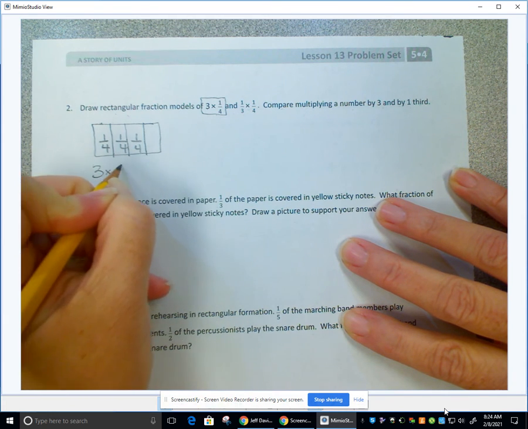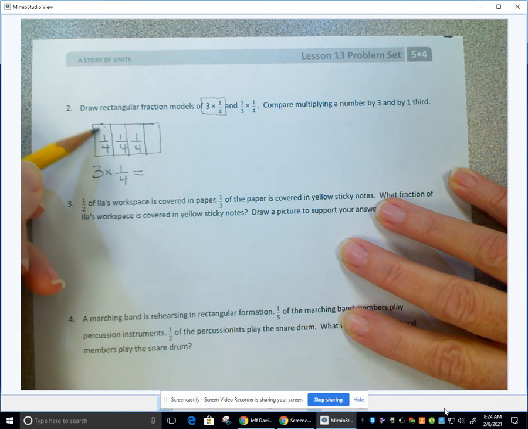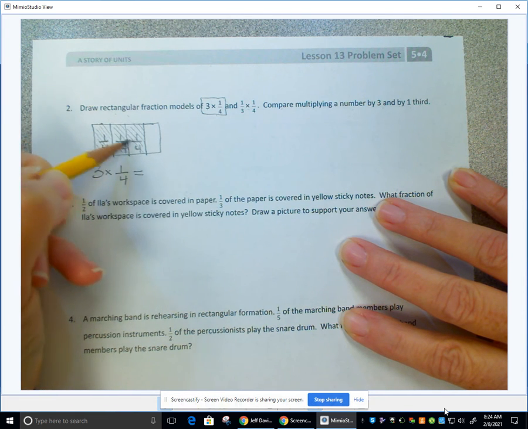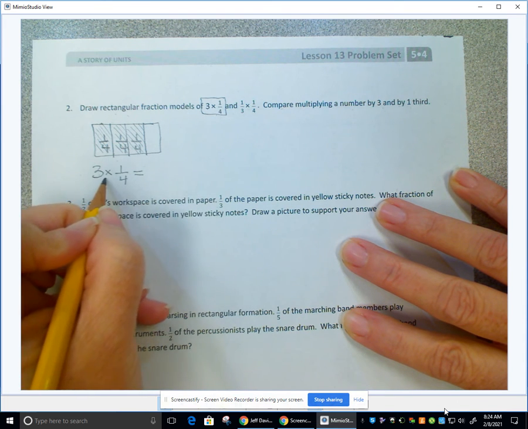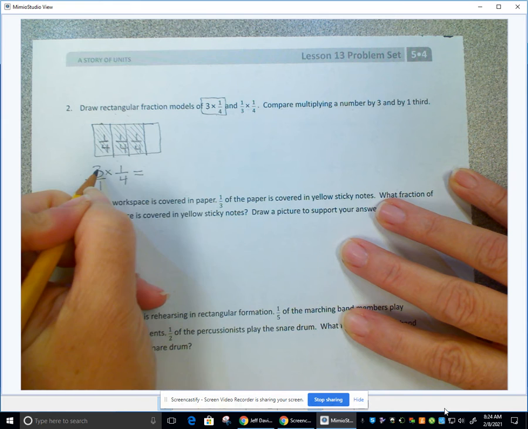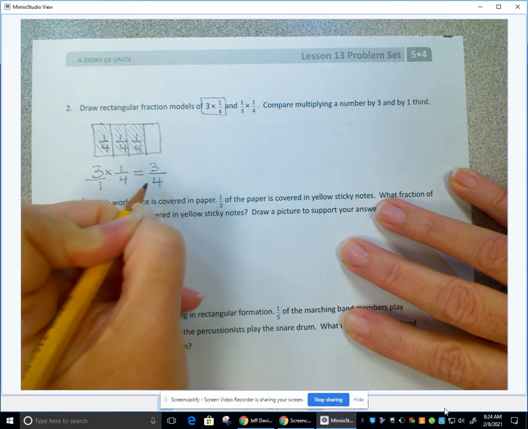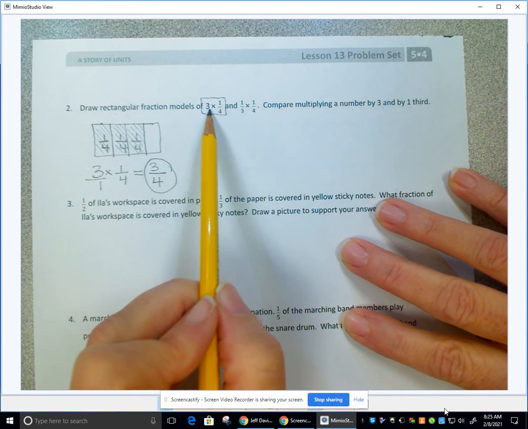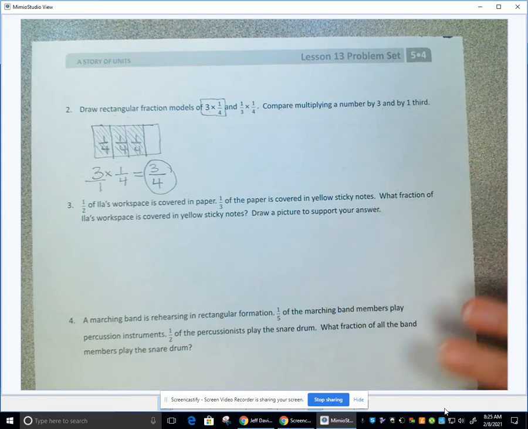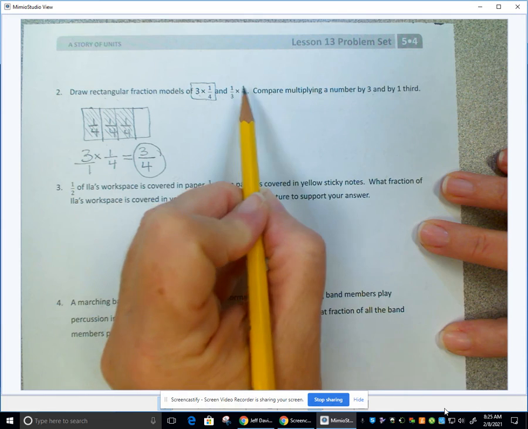3 times 1/4 equals. So here they are right here. So that means I want 3 of 1/4. And to multiply across, I just slap a 1 under it. Remember that? 3 times 1 is 3. 1 times 4 is 4. So that gives us 3/4. So that's what you would have if you said 3 times 1/4. Now let's do another model showing 1/3 of 1/4.